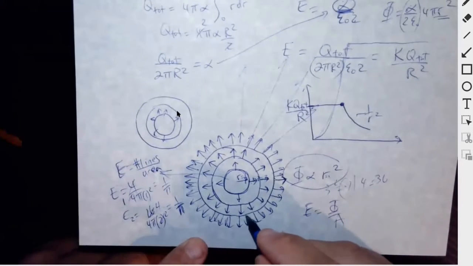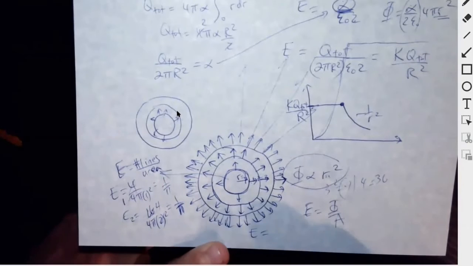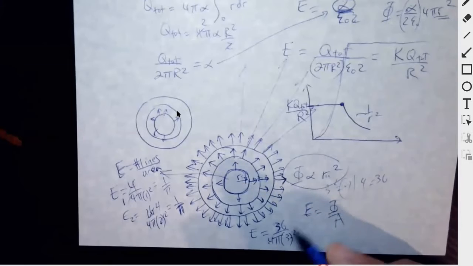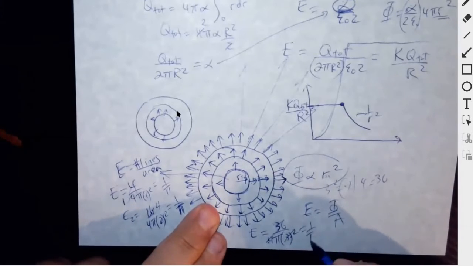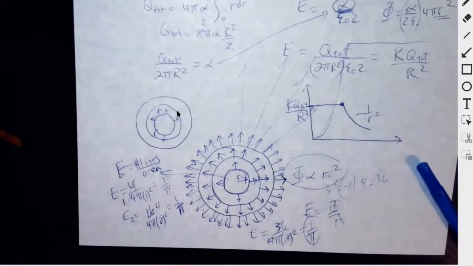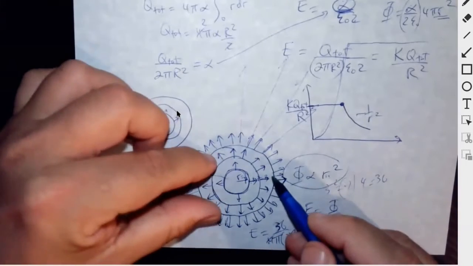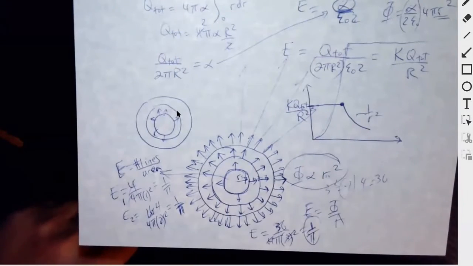Okay, and then what would be the one at the surface? It'd be 36 lines over 4 pi 3 squared, and that's 9 times 4, 36, 1 over pi. Wonderful visual, guys. Very, very good. So you see what it means for the electrical field to stay the same? The concentration of the lines is staying the same, but not the number of the lines, you see?